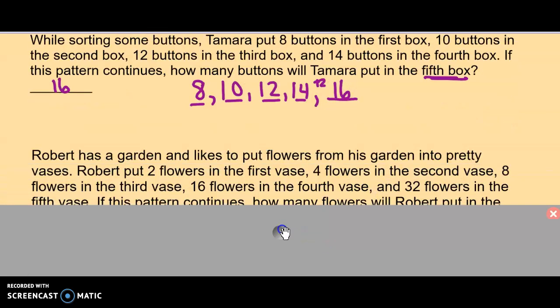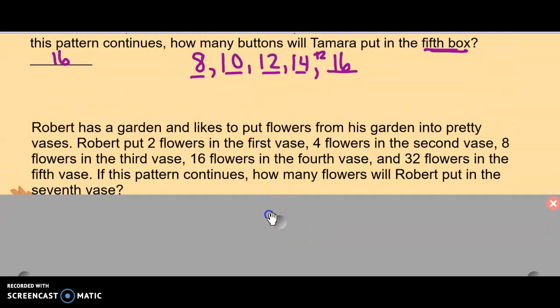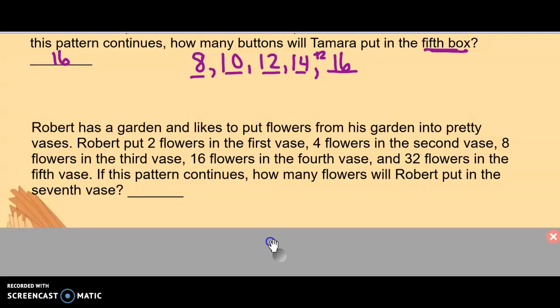Okay, so let's look at another word problem here. Just a little practice here for today. So Robert has a garden and likes to put flowers from his garden into pretty vases. Robert put 2 flowers in the first vase, 4 flowers in the second, 8 flowers in the third, 16 flowers in the fourth, and 32 flowers in the fifth vase. If this pattern continues, how many flowers will Robert put in the 7th vase?